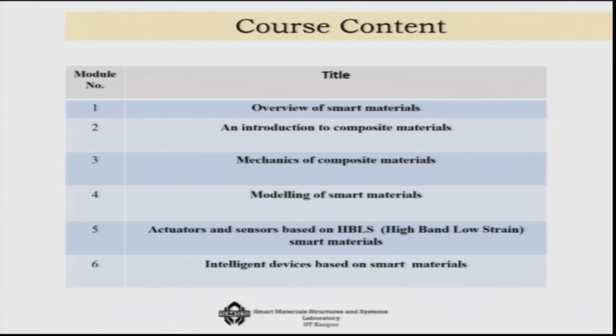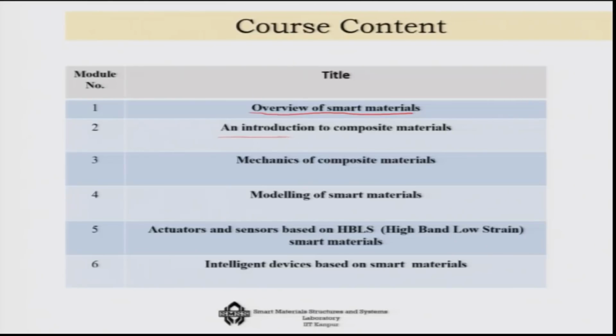Now, let me talk very briefly about the course content. In this particular course I have divided it into 6 sections. In the first section, we will talk about the overview of smart materials, in which I will talk about various very commonly used smart materials like piezoelectric materials, magnetostrictive materials, shape memory alloys, electroactive polymers, etc. So, we will first get an overview of all these materials.